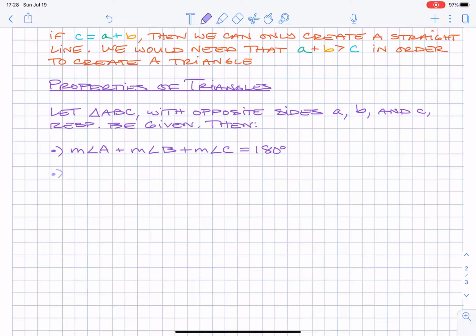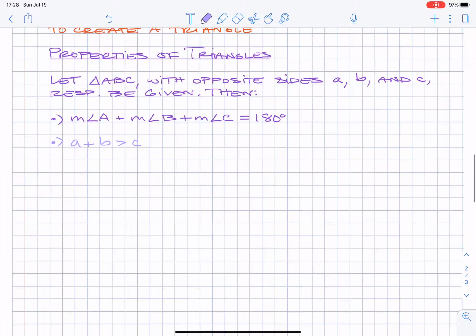The next bullet point, we have that any two sides, their sum has to be greater than the third side. So that means that either A plus B is larger than C, or B plus C is larger than A. Or what don't I have? I don't have A and C. So C plus A, or A plus C, must be larger than B. So if you take any two sides and add them up, it'll be larger than the third side.